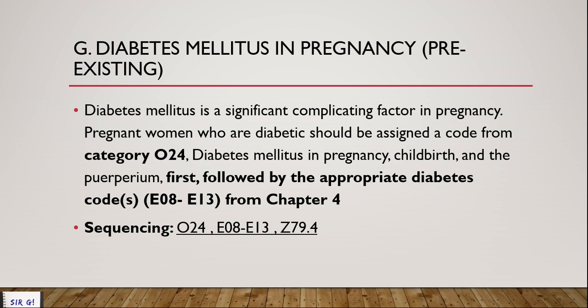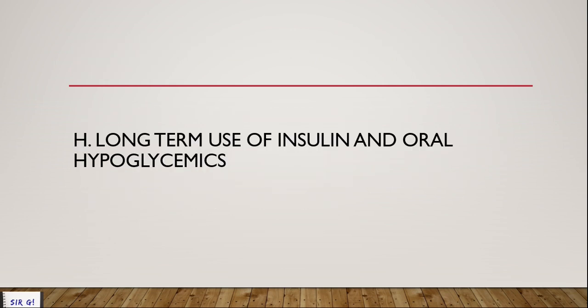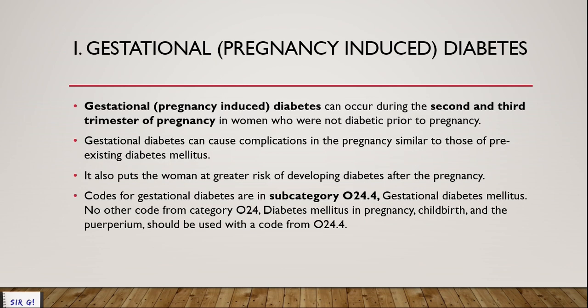You have your usual diabetic codes from E08, E09, E10, E12, and E13. Okay, you just need to put in your O24 because the patient is pregnant. Correct? And there is your diabetes mellitus. Okay? Long-term use of insulin, I already discussed that in chapter 4.